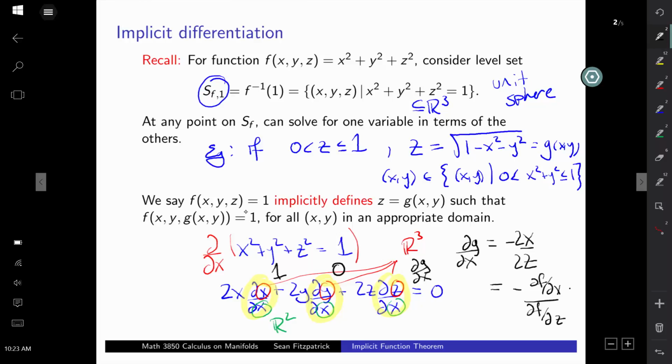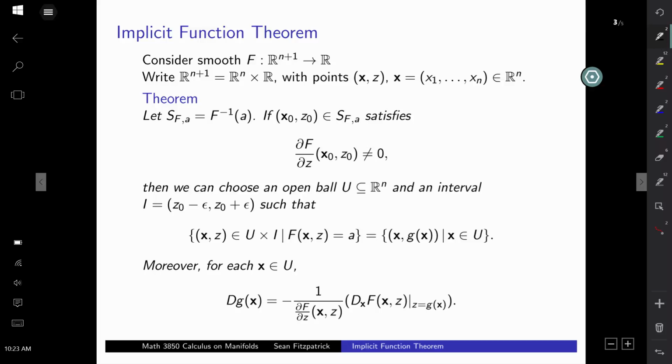So you want to write down a theorem that formalizes all of this, and that's the implicit function theorem. Here's the statement of the implicit function theorem. The setup is you've got a smooth function, at least continuously differentiable, from R^(n+1) to R. And you want to think of splitting this R^(n+1) up into the R^n part and the R part, and label our points like so.